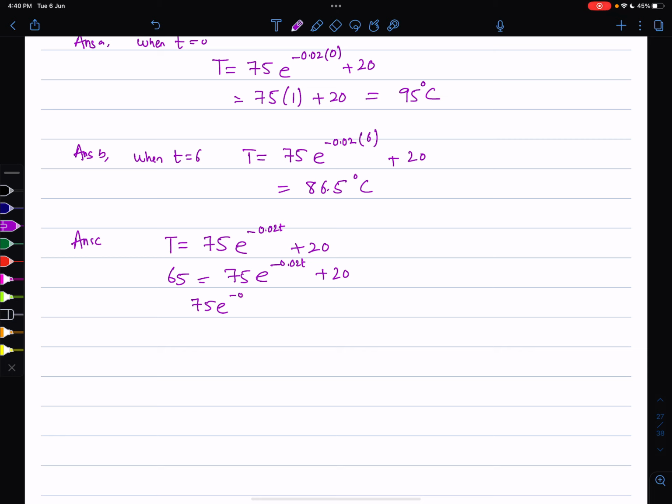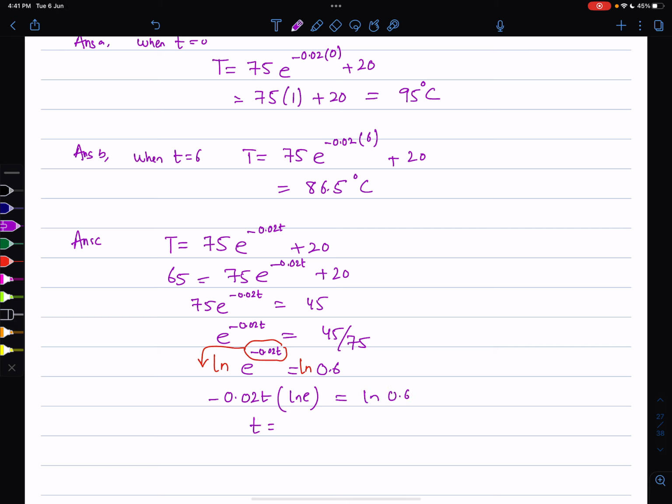75 e to the power of minus 0.02 t equals 65 minus 20, that is 45. E to the power of minus 0.02 t equals 45 upon 75, which is 0.6. So e to the power of minus 0.02 t is equal to 0.6. Now we need to apply natural log on both sides and bring this power down. So it's going to be minus 0.02 times t times ln e. Ln e is 1.